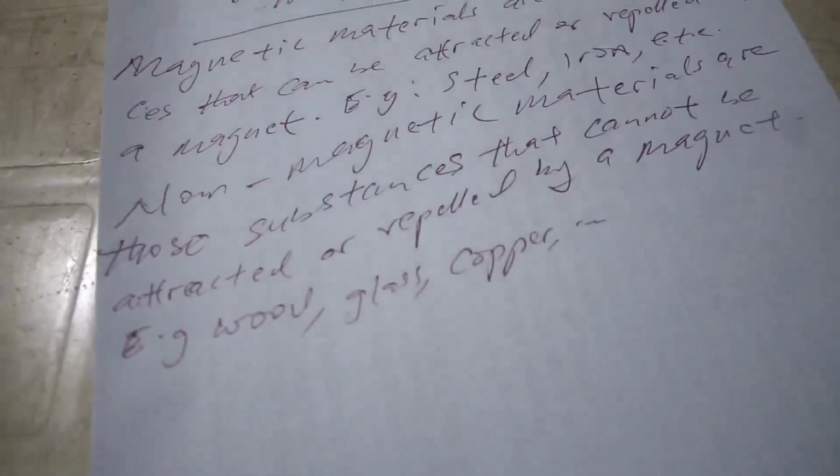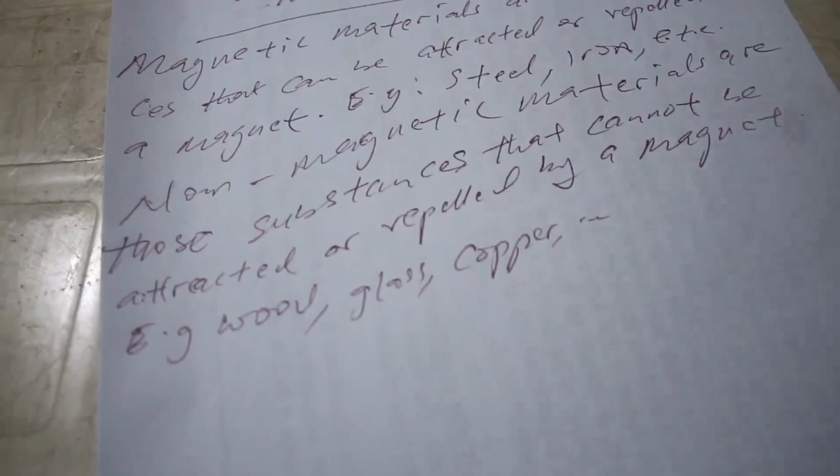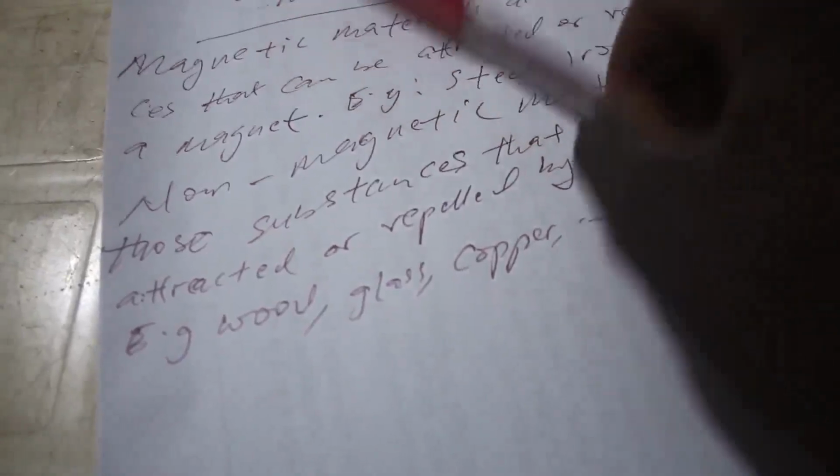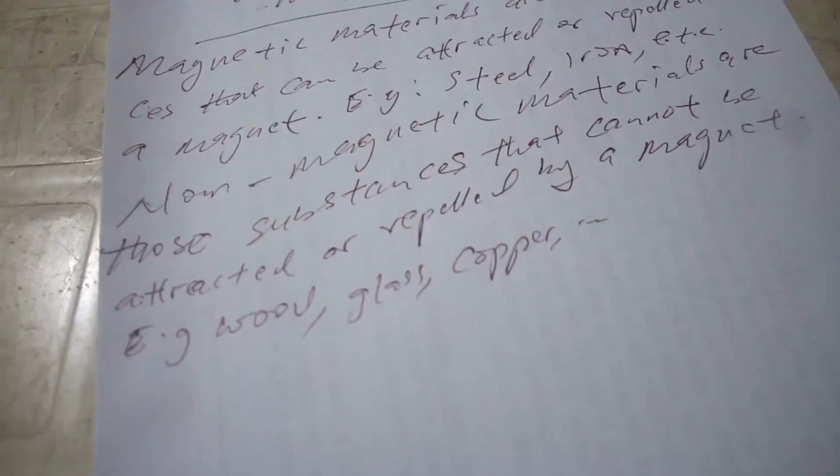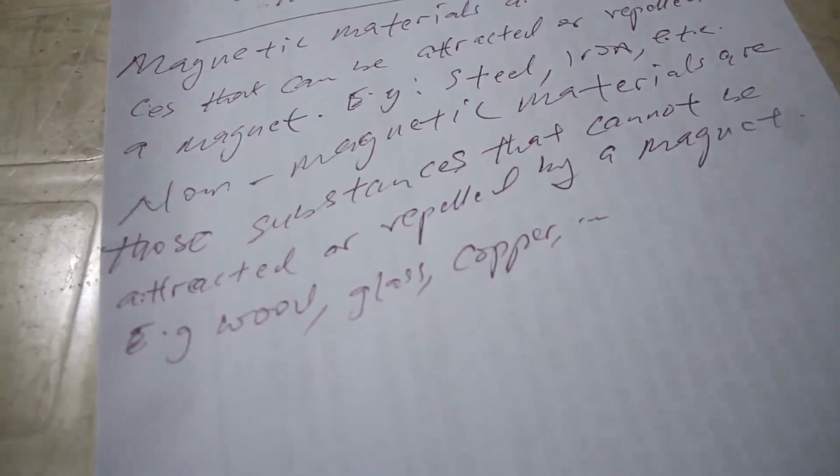For example, we have wood, glass, copper, etc. These are non-magnetic materials. When you bring a magnet close to them, nothing happens.